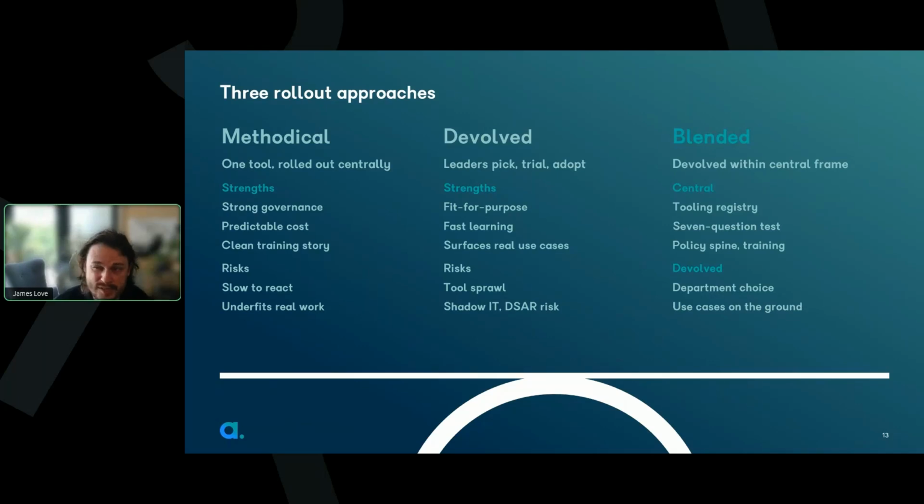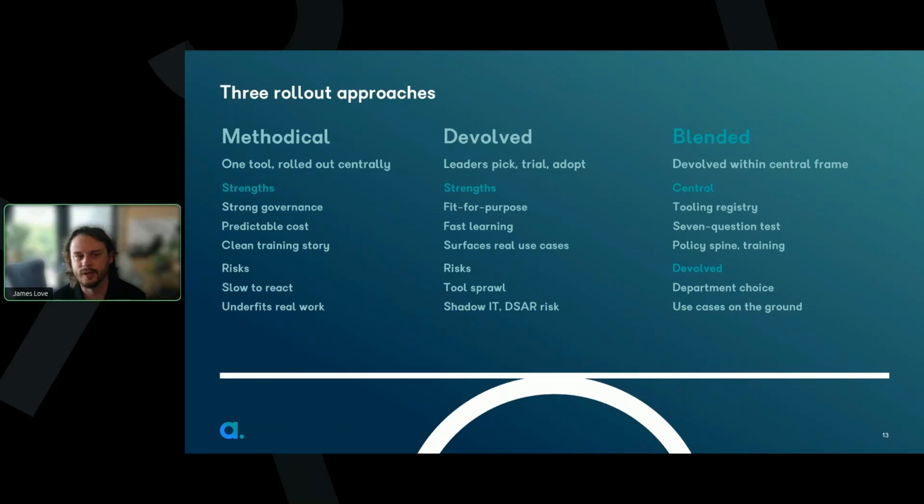Both pure approaches kind of fail in different ways, and I think they probably both fail a little bit too hard in our sector. The blended approach is ultimately devolved within a central frame. Departments will pick their own tools, run their own experiments, surface their own use cases. Two things are owned centrally, though. A governance framework, which is the registry, the procurement policy, the 7-question test, the DPIA process, and a shared training capability baseline. So everyone is starting from the same floor.